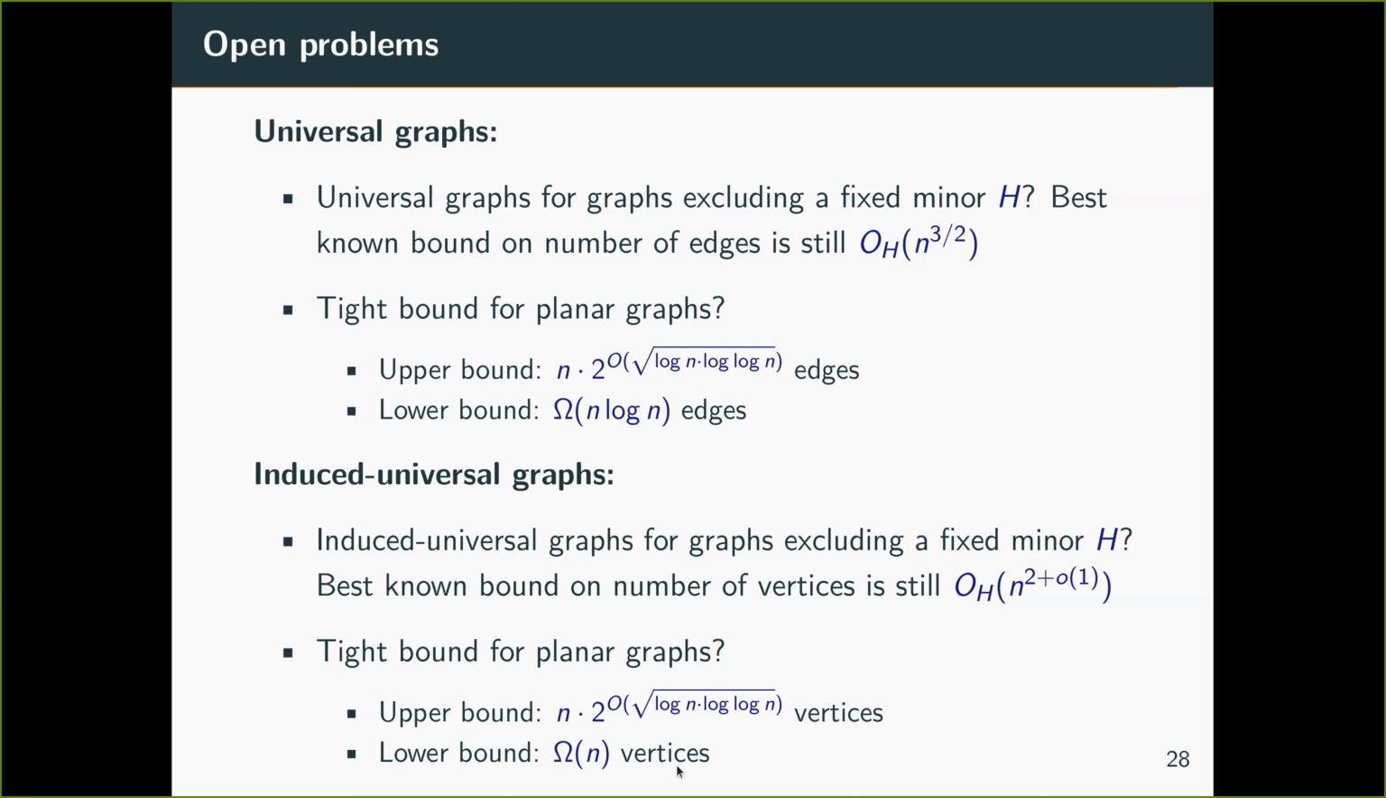And for trees, for induced universal graphs, this turns out to be the truth. So there is an induced universal graph for n-vertex trees with a linear number of vertices, which is kind of crazy, but that's the truth for trees. And this is much harder to prove than the n log n bound for edges for n-vertex trees. Okay, so let me stop here for this talk. Thank you a lot for your attention.